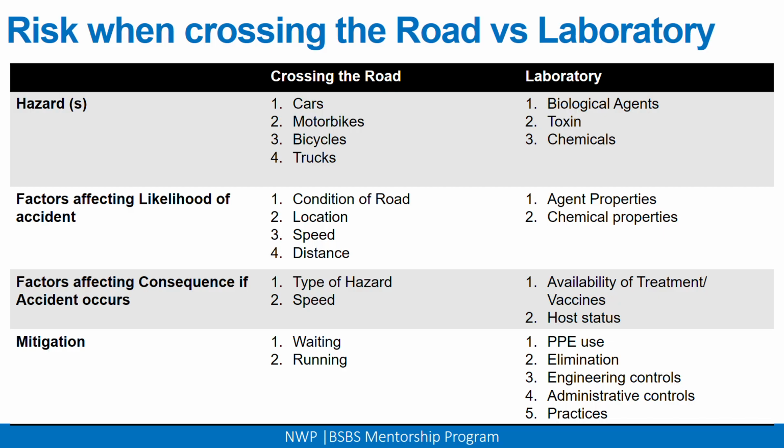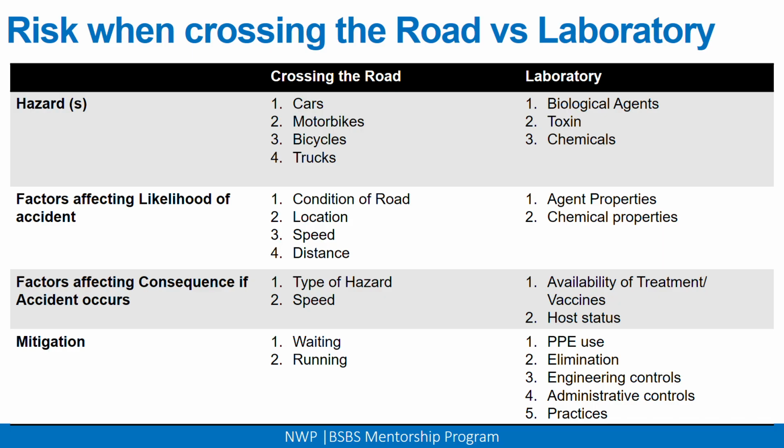So what factors are affecting consequence if the accident were to occur? That is when you are crossing the road, and also for the incident to occur if you are in the laboratory. So what will affect the consequence will be the hazard type itself. For the road, the hazard type itself: is it a car? Is it a motorbike? Is it a bicycle? Is it a truck? So that will affect the consequence. So the bigger the vehicle is, the more consequence it may pose to you if an accident were to occur.